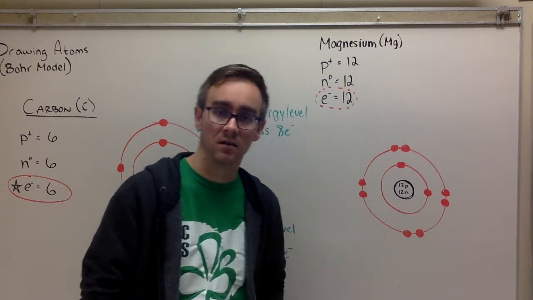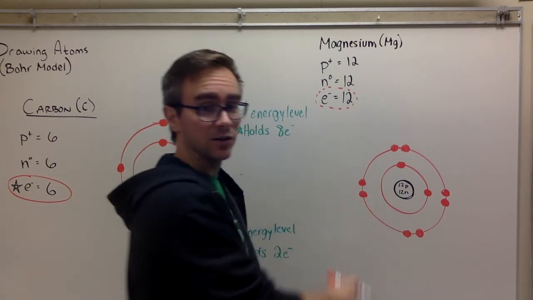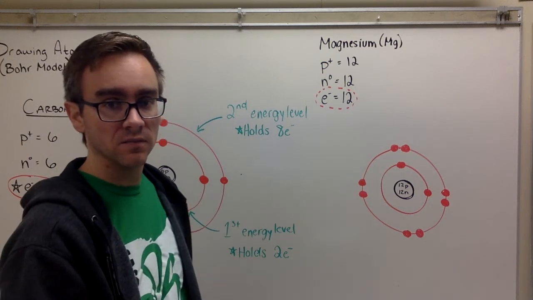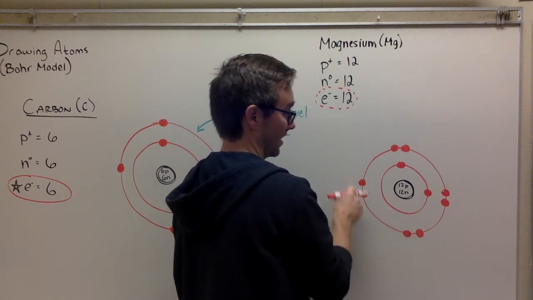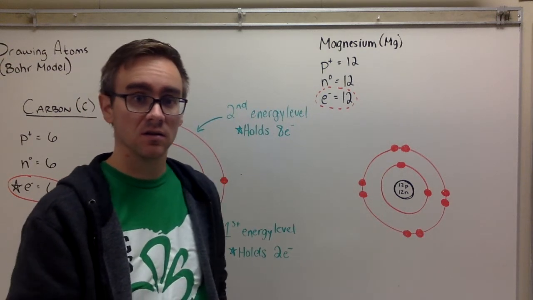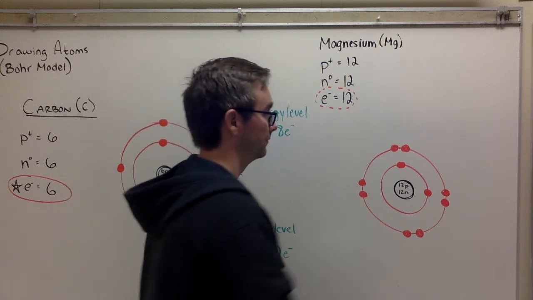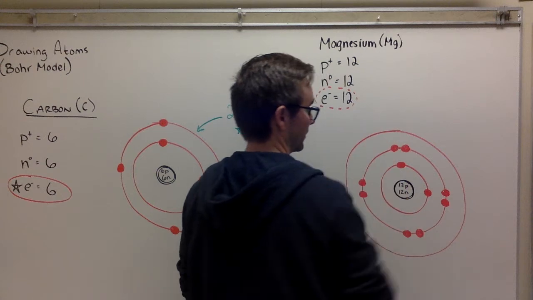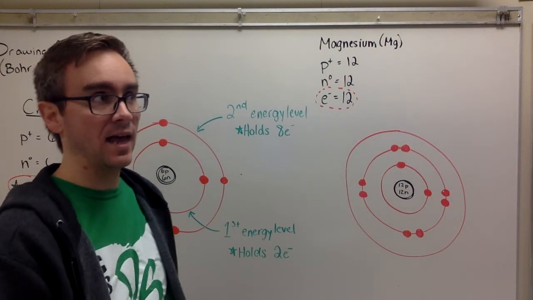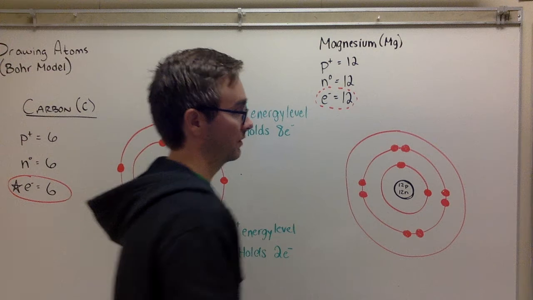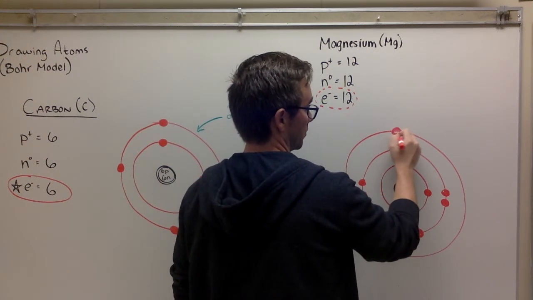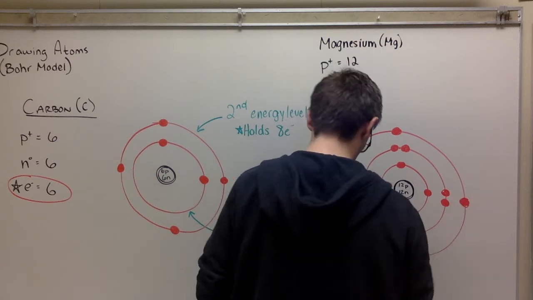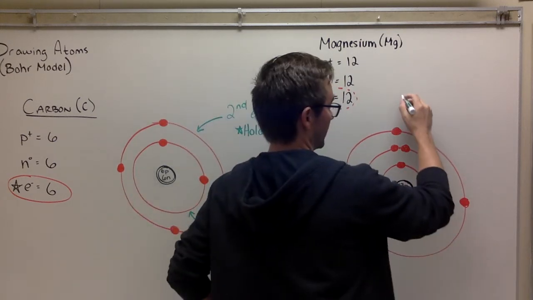I only have 10, but I can't add 2 more to the second energy level because if you remember, that second energy level can only hold 8 electrons. I have 1, 2, 3, 4, 5, 6, 7, 8 electrons right now, which means we have to go to a third energy level. All right, a third energy level. I have 10 right now. I need 12, so I'm actually only going to do 1 and 2.